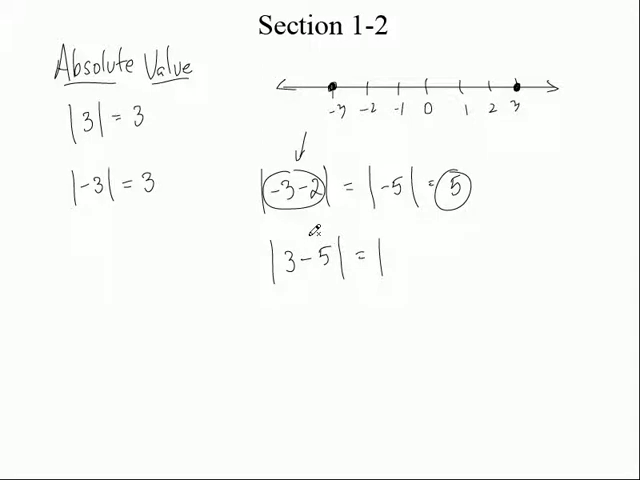All right, so what do you do? You work what's inside the absolute value first, don't you? So what is 3 minus 5? It's negative 2, isn't it? Remember, it's still inside the absolute value. Now, once we get one number inside the absolute value, then I can apply what the absolute value says to do. What's the absolute value of negative 2? It's just 2. We good with that?